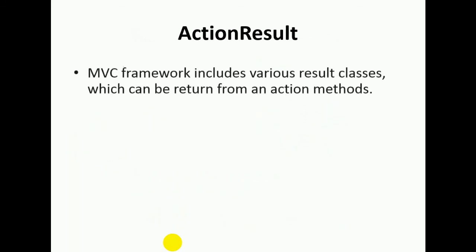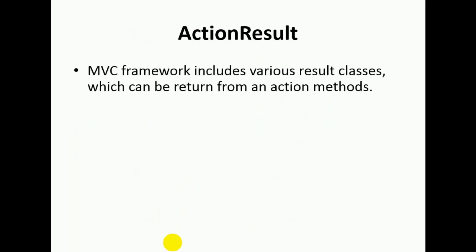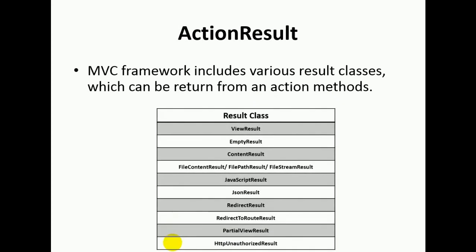Action result. MVC framework includes various result classes which can be returned from an action method. These result classes represent different types of responses such as HTML, file, string, JSON, JavaScript, etc. The following table lists all the result classes available in ASP.NET MVC.